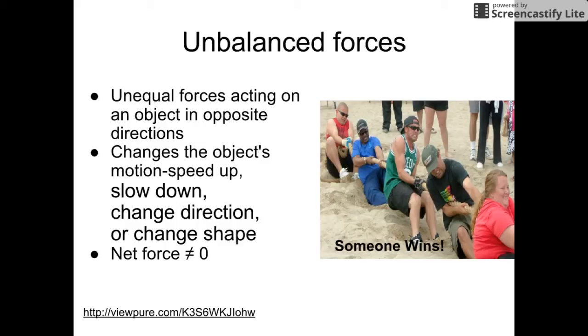So in the case of tug of war, this is when we would have one of the teams being stronger than the other and they would win.